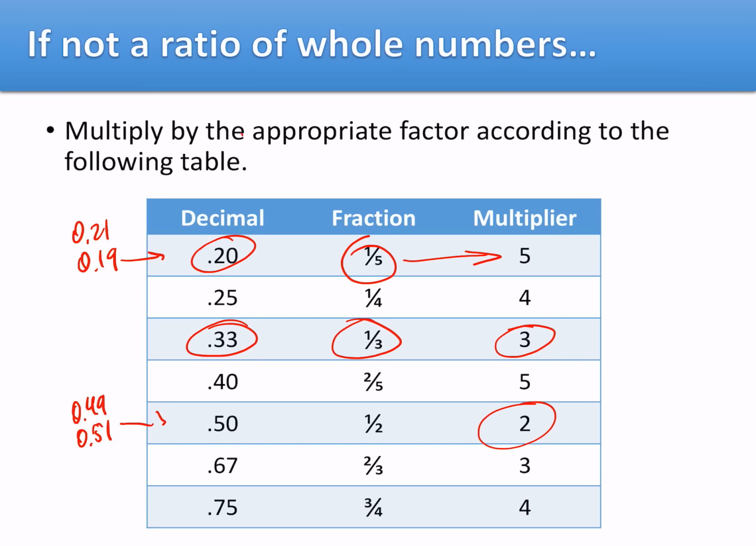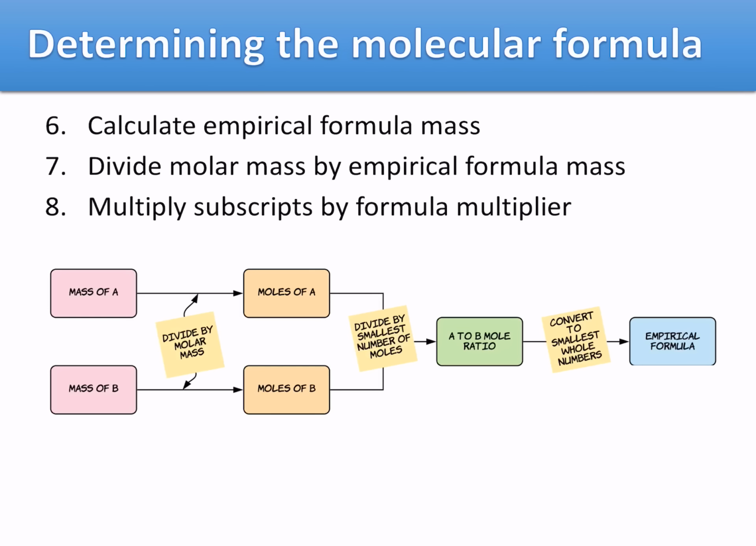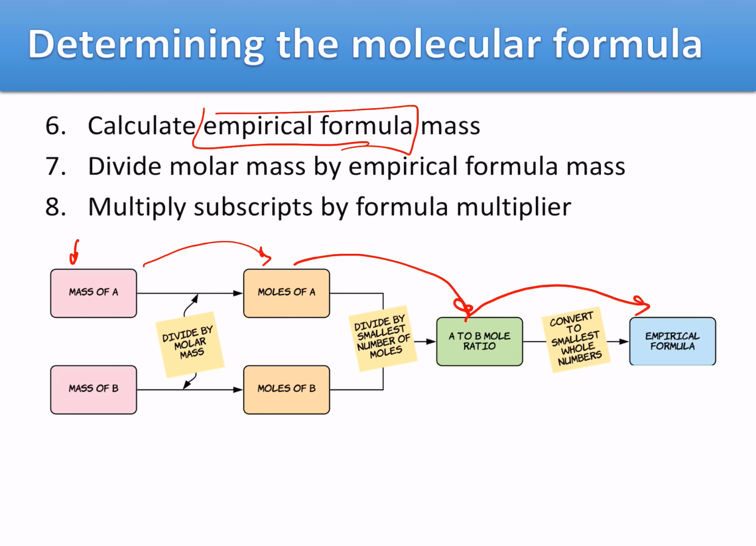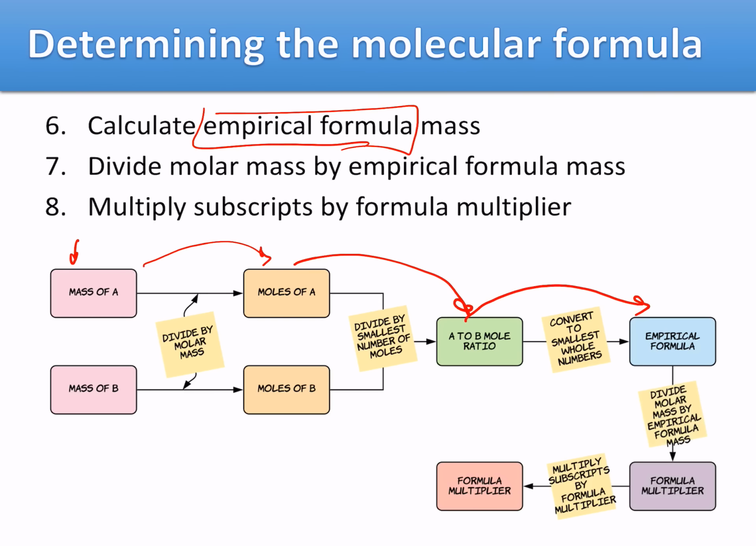So this is how you calculate empirical formulas. How you determine the molecular formula is a little bit different. First of all, you need the empirical formula, which is exactly what we've seen. You start with the mass, then you go to moles, then you obtain the ratio, convert to small whole numbers, and then you get the empirical formula. The extra step that you have to take to calculate molecular formulas is, first, to obtain a formula multiplier. To do that, you need the empirical formula mass, and you need the molecular mass.